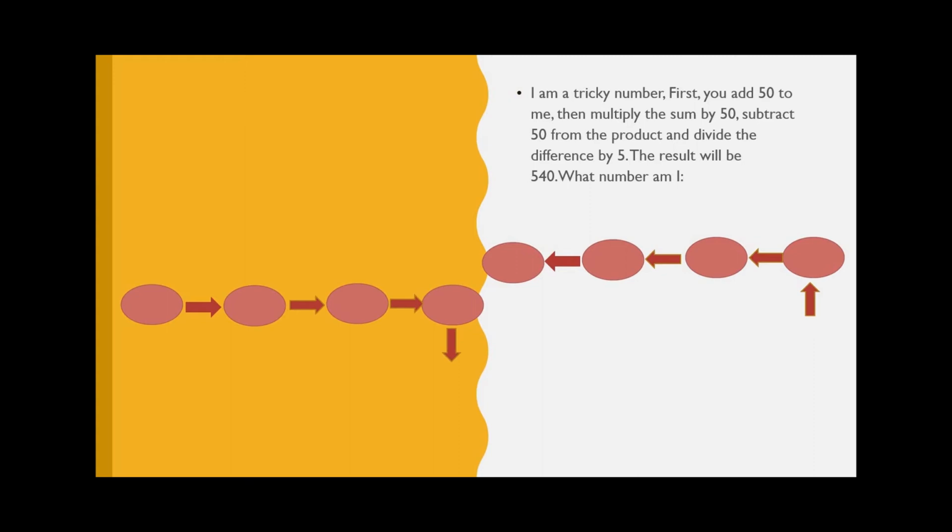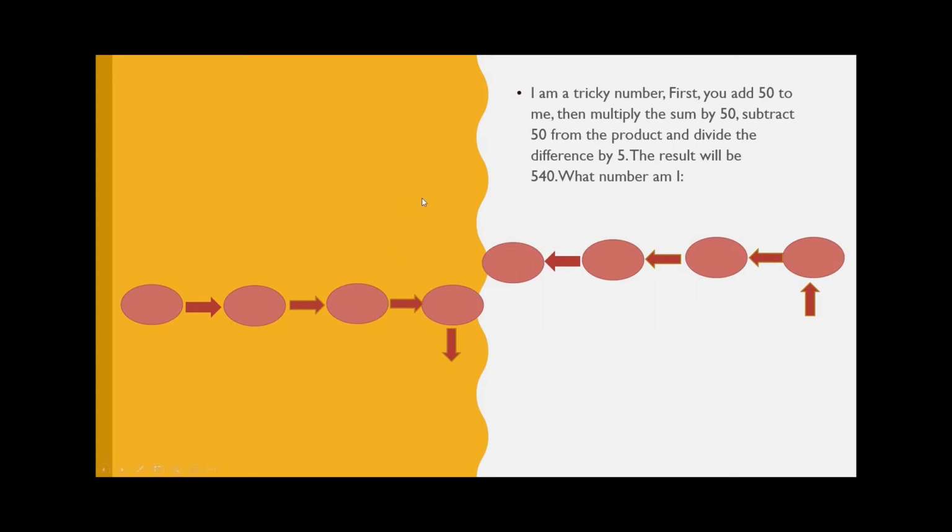Let's read the question again to fully understand it. I am a tricky number. First, you add 50 to me. Then multiply the sum by 50. As you can see, we need to start with something that we don't know, a tricky number. The final answer is given to us: 540.